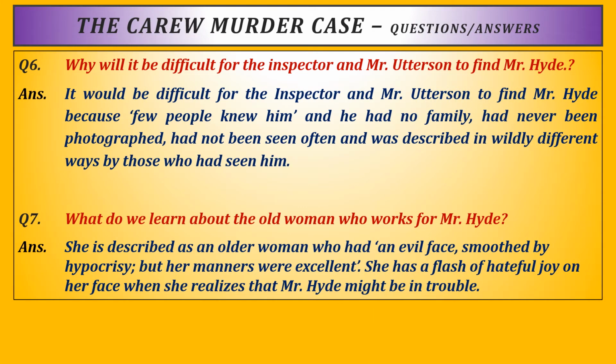Question 6. Why will it be difficult for the inspector and Mr. Utterson to find Mr. Hyde? It would be difficult for the inspector and Mr. Utterson to find Mr. Hyde because few people knew him and he had no family, had never been photographed, had not been seen often, and was described in widely different ways by those who had seen him.